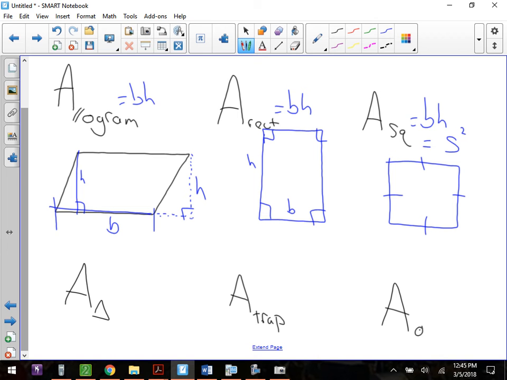I know you've seen it that way, it's just because the sides are always the same. The sides are, for the base and the height, they're both the same value. That's why they say it's side squared.